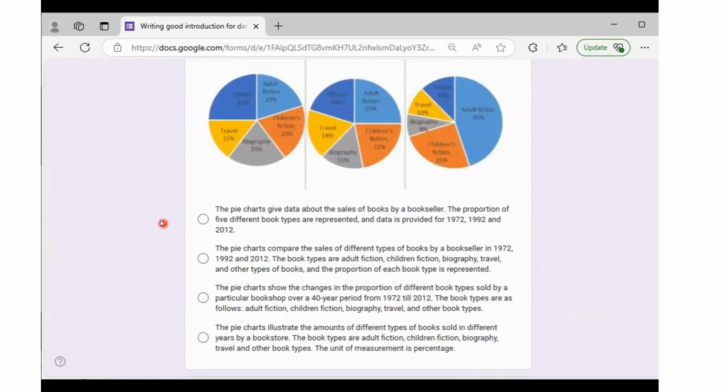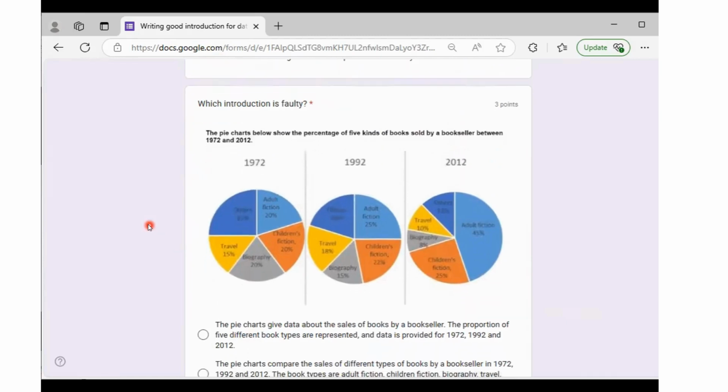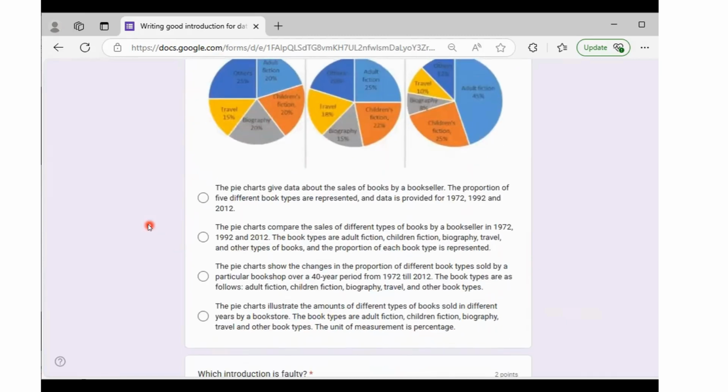Which introduction is faulty? The pie charts give data about the sales of books by a bookseller. The proportion of 5 different book types are represented, and the data is provided for 1972. Data about the sales of books by a bookseller. This number 1 looks okay. What's the question? Pick the one that is faulty. This number 1 looks okay to me.